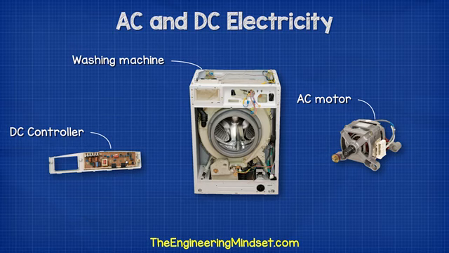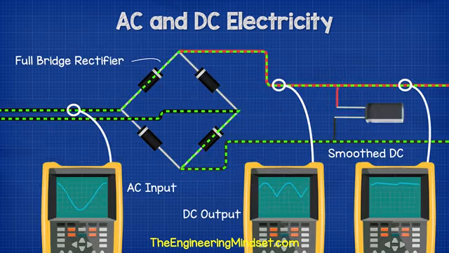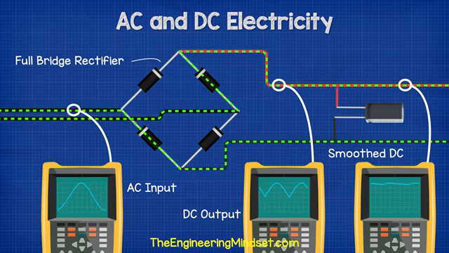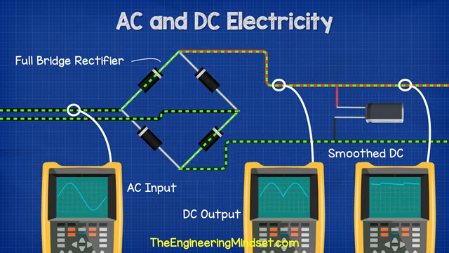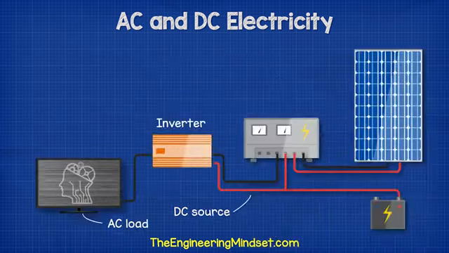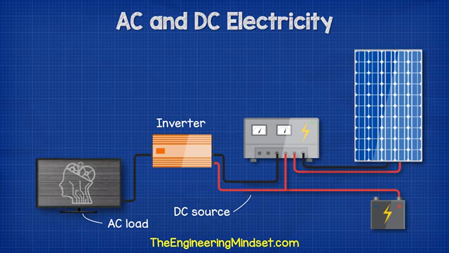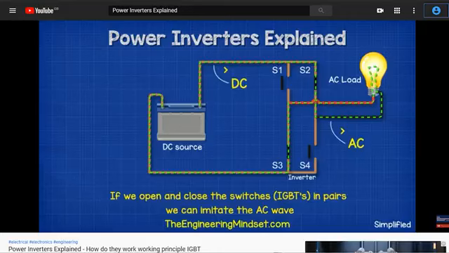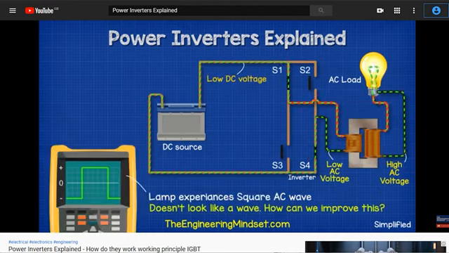We can convert AC to DC using a device known as a rectifier. This is extremely common in electronics. We can also convert DC to AC using an inverter, and this is used, for example, with solar power systems. We have covered power inverters in great detail previously. Do check that out, links can be found in the video description down below.